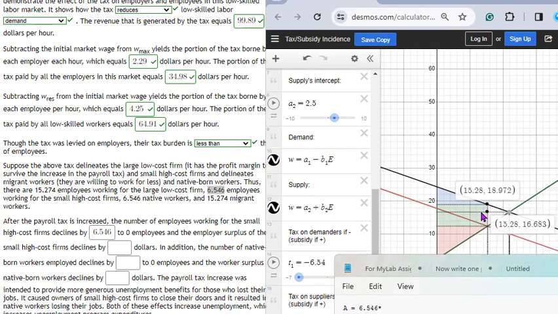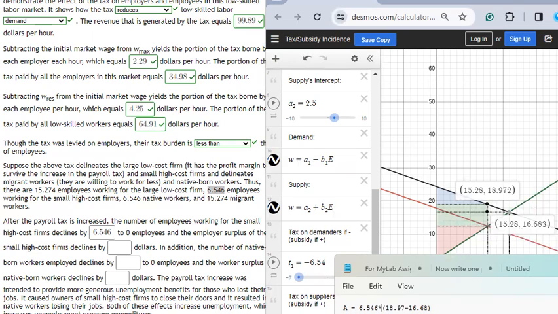And the original equilibrium wage was 16.68, right? The wage that is paid after the tax, including the tax, is 18.97, right? The second number at each point is the wage rate. The first number in each point is the employment level, right? So firms are willing to pay up to 18.97 for this now smaller number of employees, right?